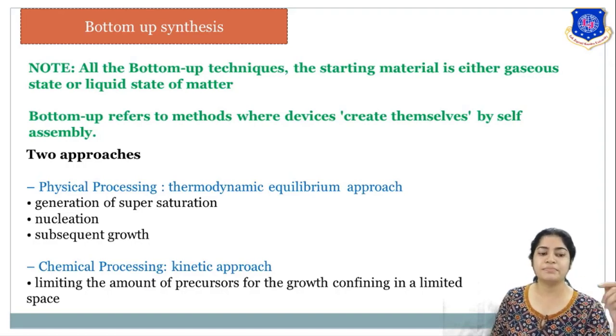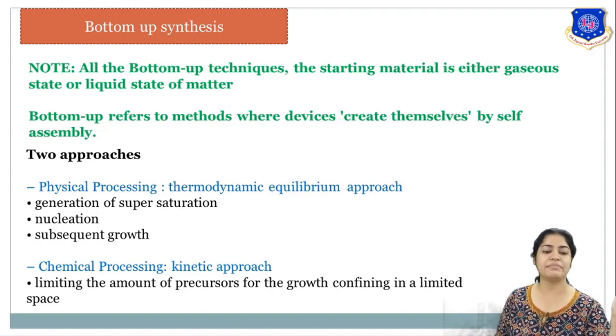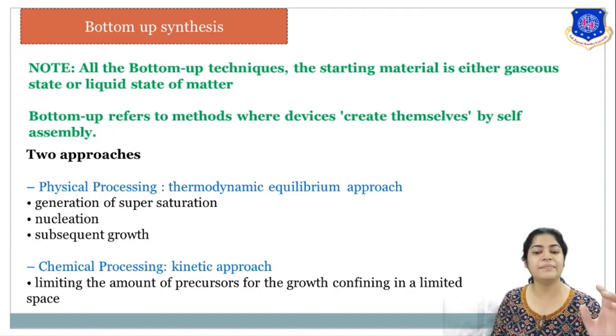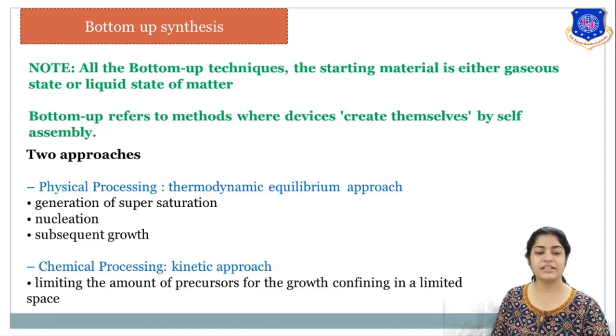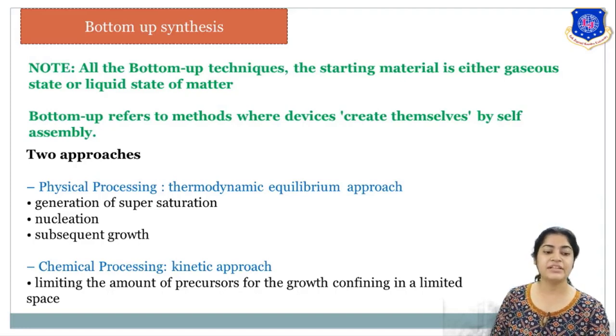Now in bottom-up approaches, you have two kinds of processing. It can be physical processing or chemical processing. What is physical processing? It is also known as the thermodynamic equilibrium approach. What happens here? First there is generation of a supersaturation, then nucleation, and then subsequent growth.